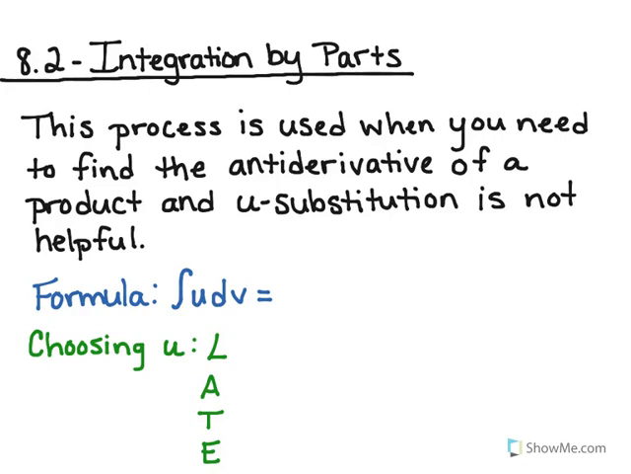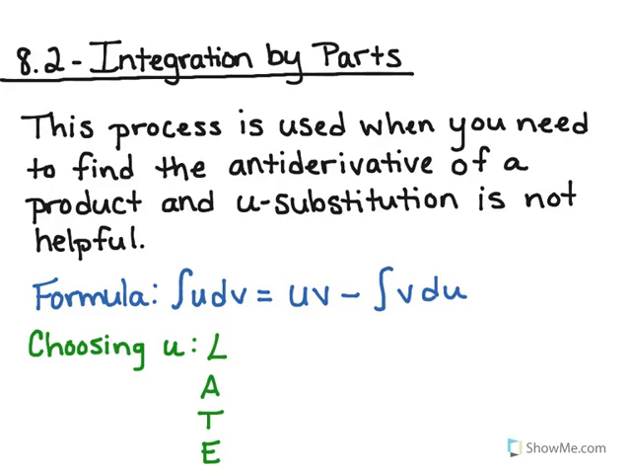It says if you have the antiderivative of a product, u dv, that's going to be equal to uv minus another integral of v du. Which doesn't seem to make much sense, but after we go through the first example, you'll see how it works.